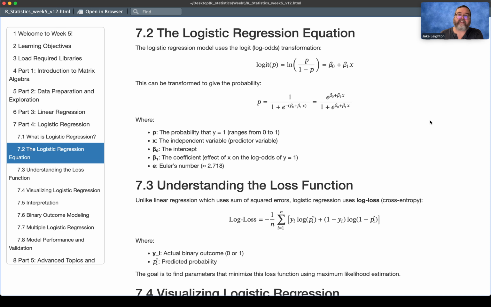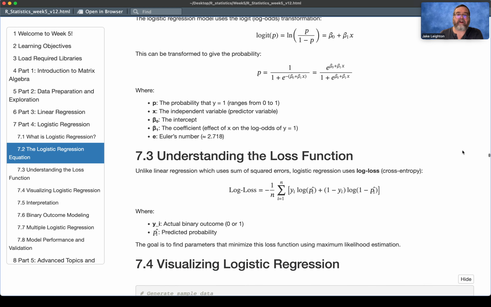But it's a little bit different to look at, because before we had the response variable, so the estimate was directly affecting the y-axis. Now we're affecting probabilities, so it's more the log odds. And we'll show you how to calculate that later.